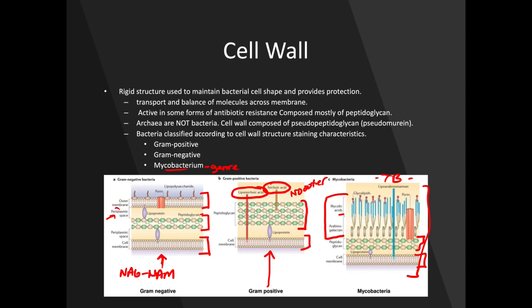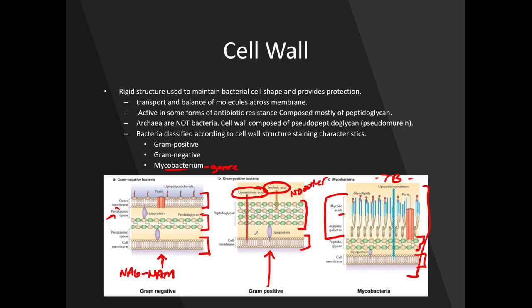And teichoic acids are present in gram-positive organisms, but not in gram-negative organisms. And so teichoic acids are oftentimes the target of some antibiotics, and that would make those antibiotics what we call narrow spectrum. They only work on gram-positive organisms because they function by destroying lipoteichoic and teichoic acids.